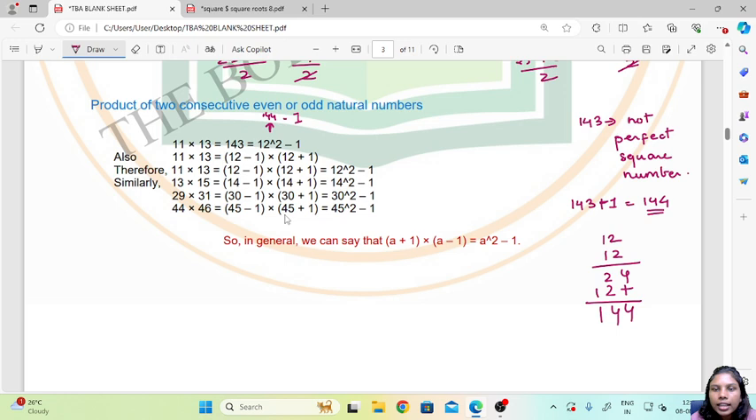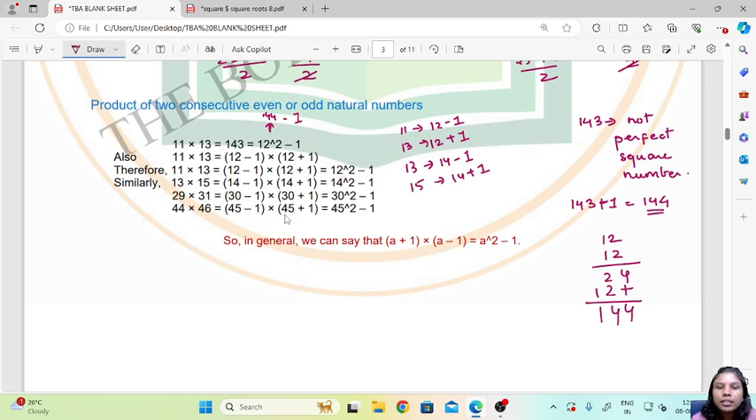So that is, if I have to get 11, one way is I subtract 1 from 12, and then the next odd number that I am taking is 13. So that is adding 1 to 12. So therefore I get 13. So similarly, if I take 13 into 15, so 13 how can I get? Simply by subtracting 1 from 14, and then if I have 15, then I do 14 plus 1. So in this way we can get the product of two consecutive even or odd natural numbers.